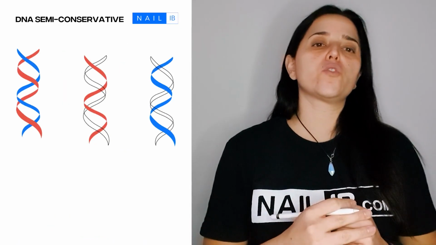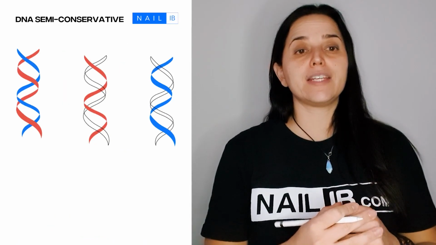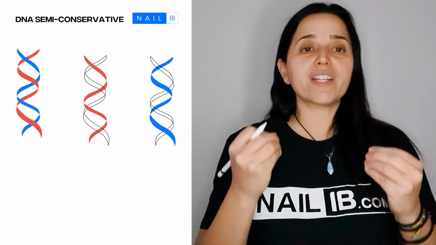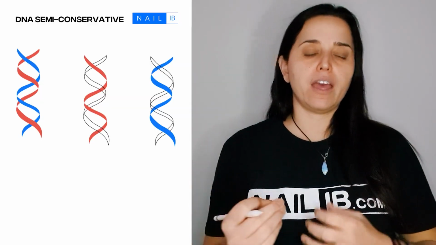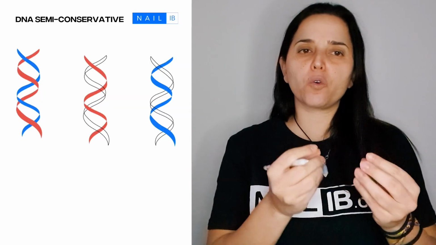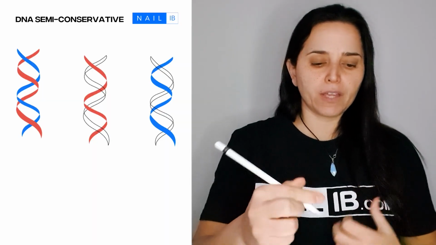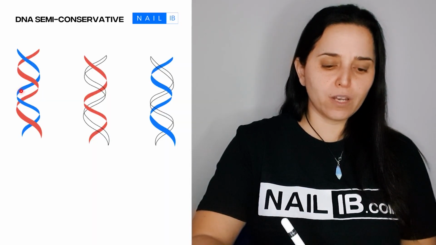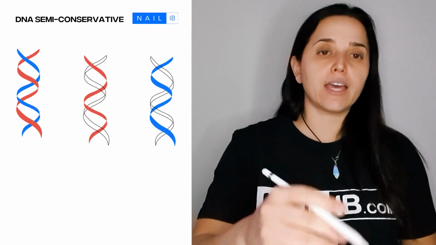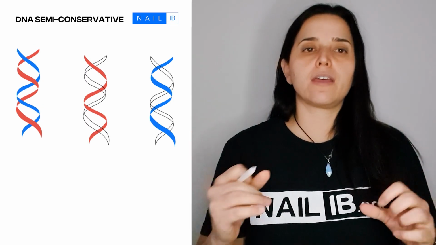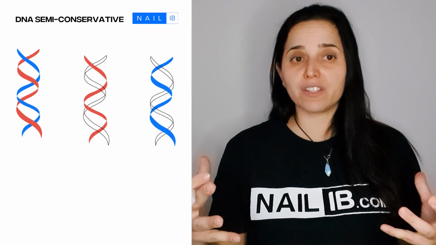Now, it's important to understand the idea of semi-conservative. The word semi here means half, and the word conservative means you're still conserving something that is old. For instance, here you can see that this is a blue line and this is a red line. These are known as the old strands. That's the part of being conservative.